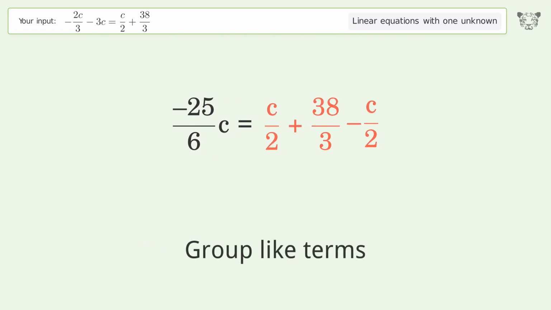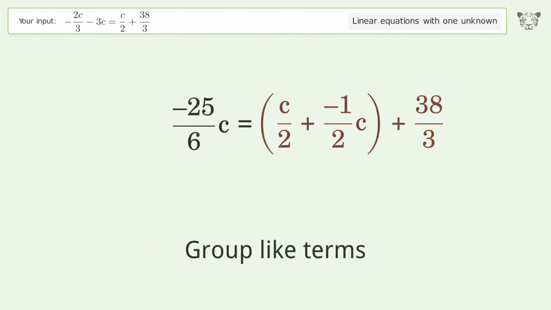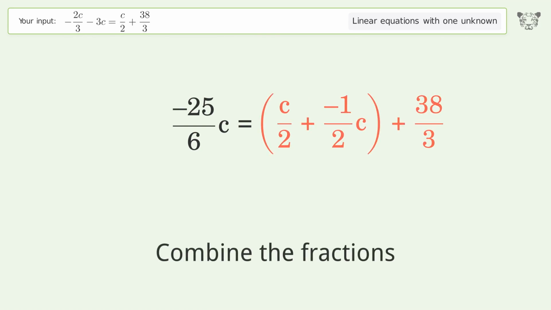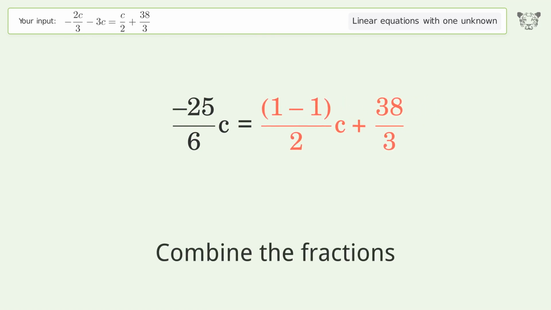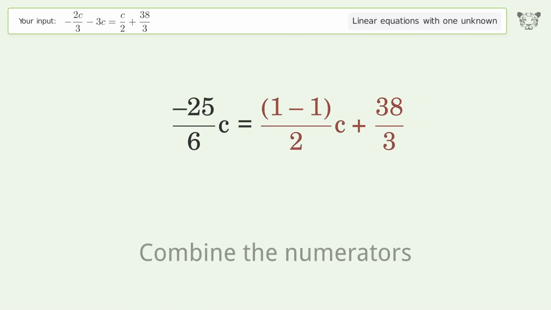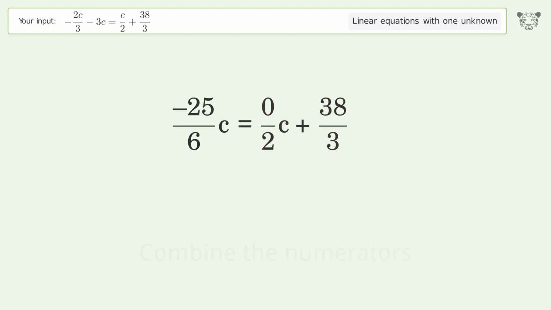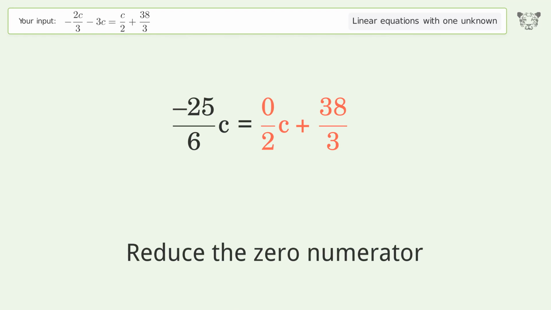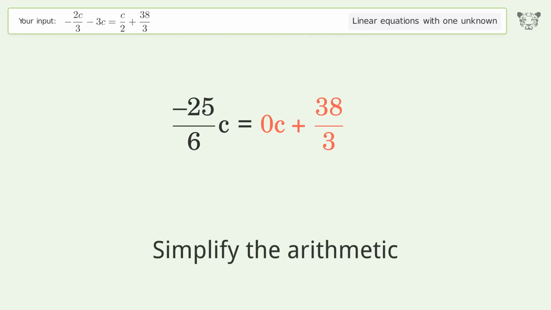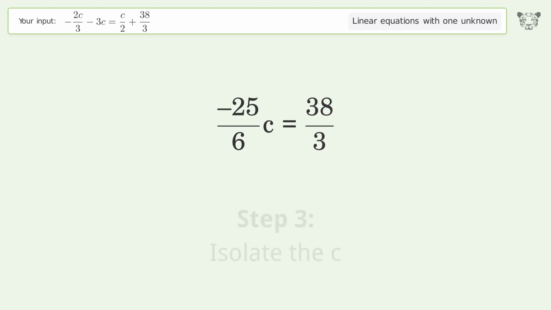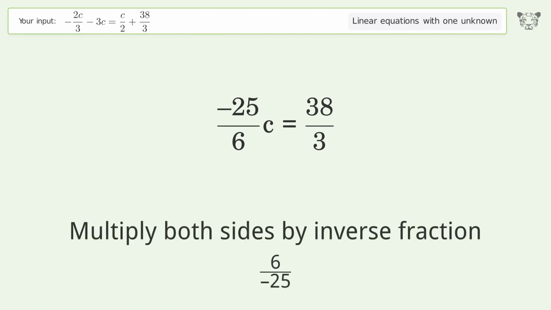Group like terms. Combine the fractions. Combine the numerators. Reduce the zero numerator. Simplify the arithmetic. Isolate the c. Multiply both sides by inverse fraction 6/-25.